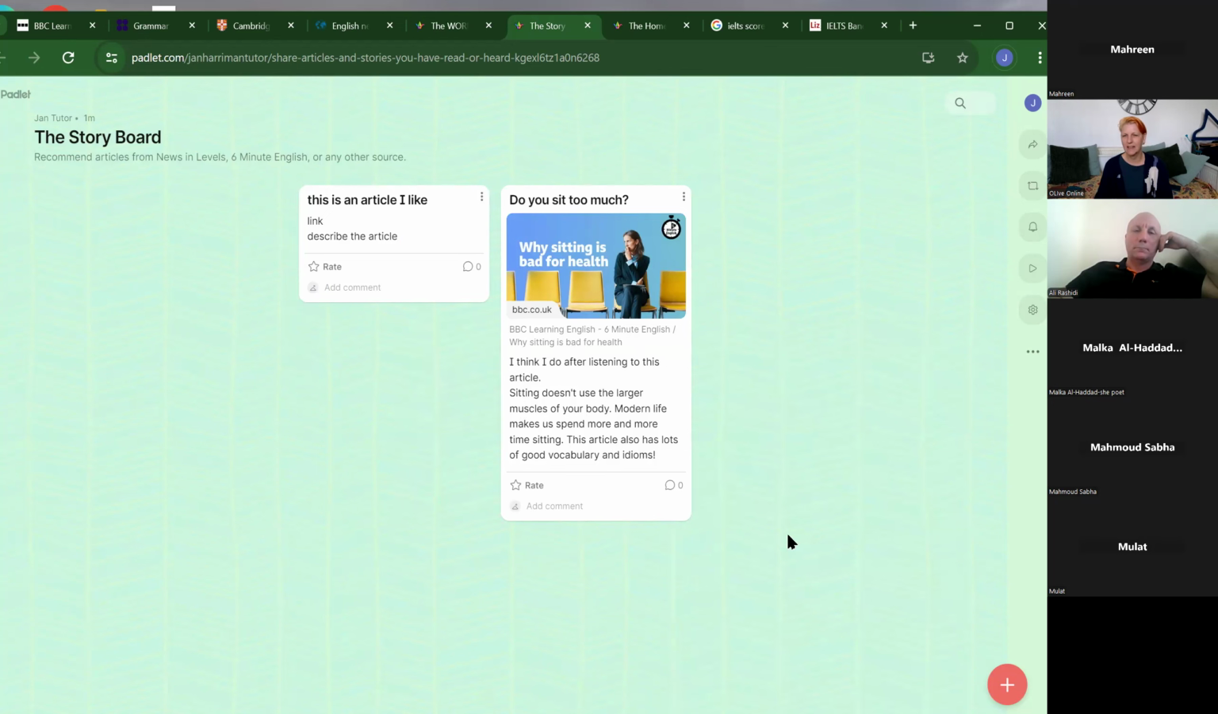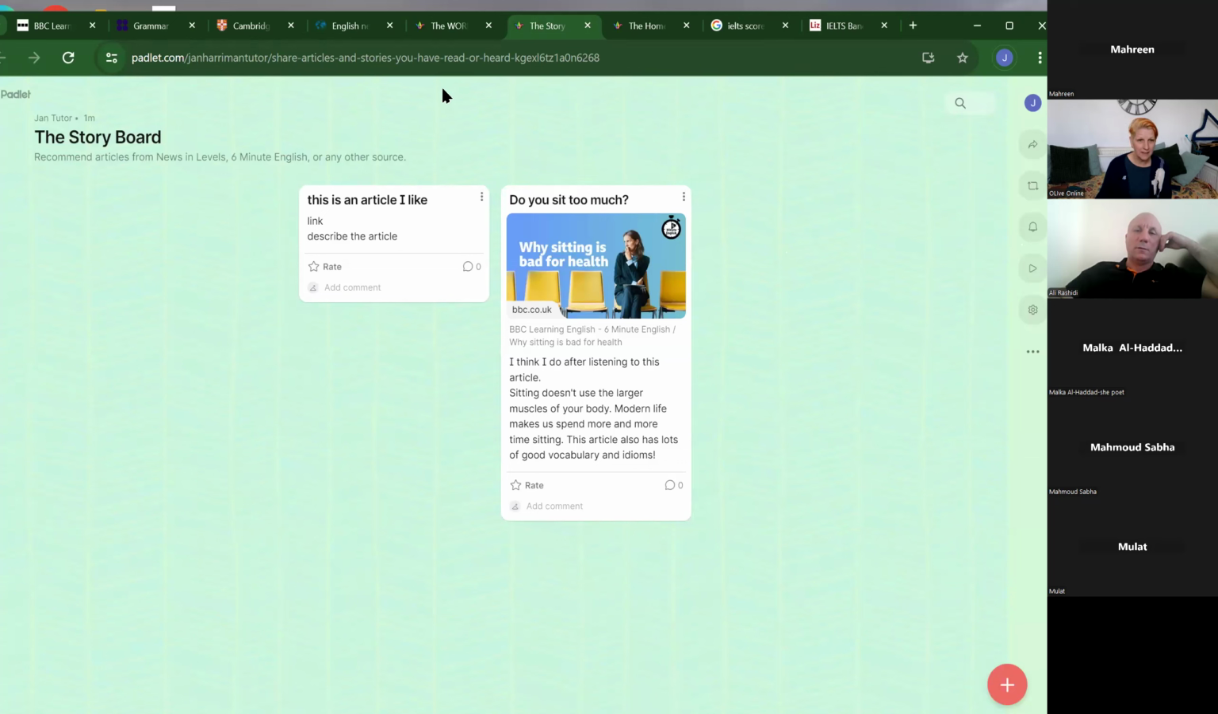So give it a try. Anytime you read something, especially something that you think other students will like, make sure that you write a post on the storyboard. And we can comment and talk about each other's articles as well.